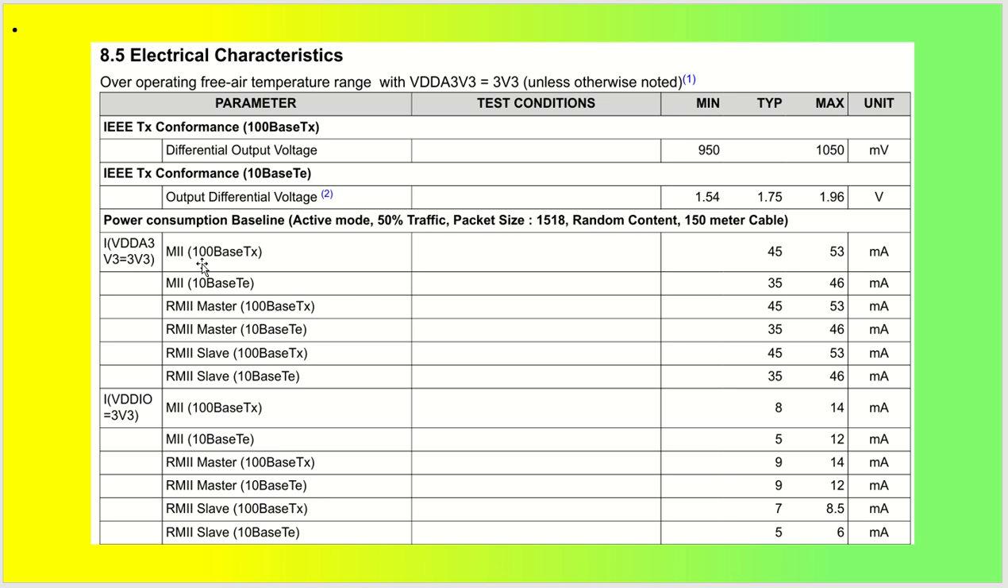Coming to the next parameters, we have IEEE TX conformance, which is based on 100 Base-TX, that is 100 Mbps. 100 Base means 100 Mbps speed, and 10 Base means 10 Mbps speed. You can see the differential output voltage will be a minimum of 950 millivolt to a maximum of 1050 millivolt, so typically you get 1 volt differential output. For 10 Base-T you will get 1.75 volt output. This is the thing that we have to understand.